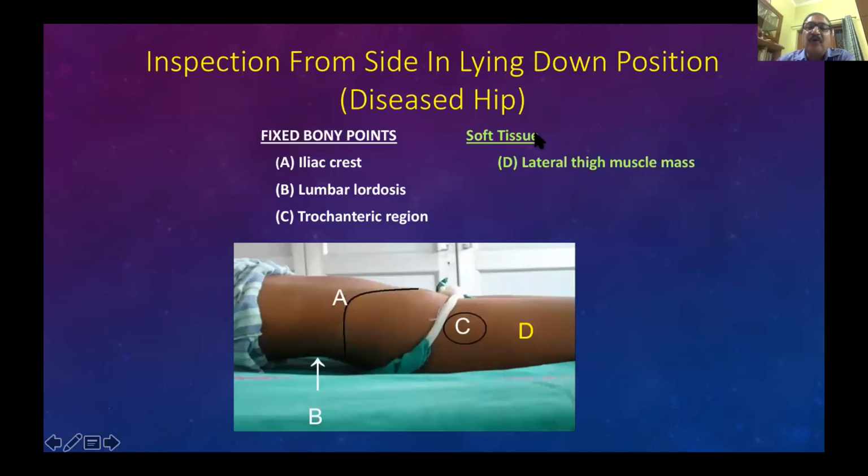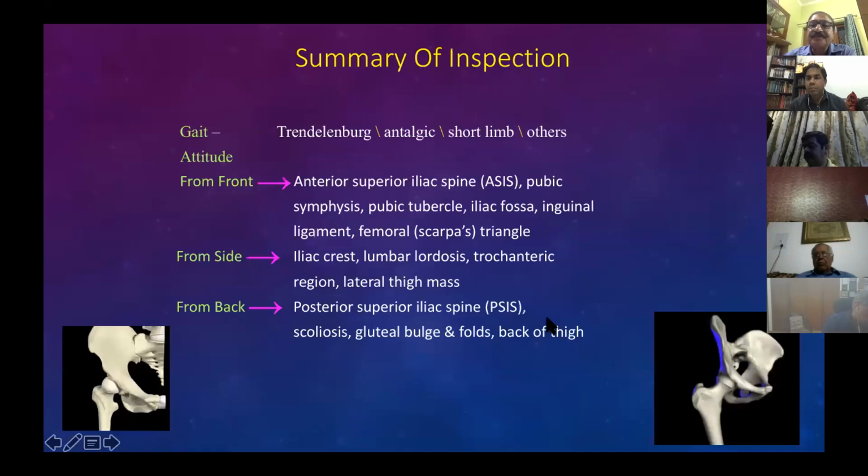And similarly, you can inspect the patient in the lying down position. When you are inspecting the patient in the lying down position, make sure that the patient is lying on a firm bed with a firm mattress. You must mark the anterior superior iliac spine as well as the iliac crest. Make note of any exaggeration in the lumbar lordosis. Make note of the trochanteric region and the lateral thigh mass.